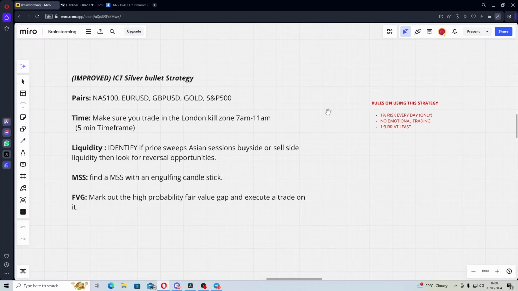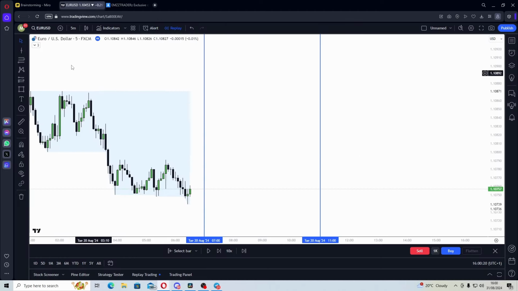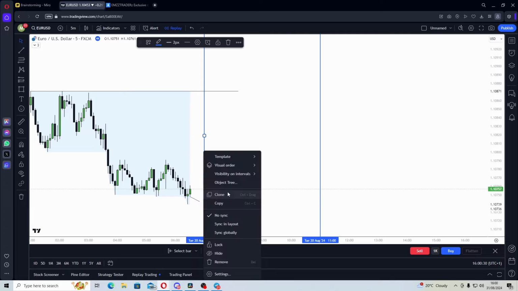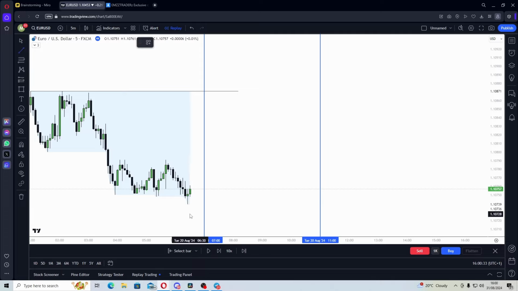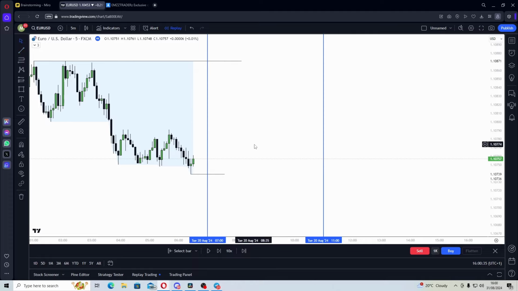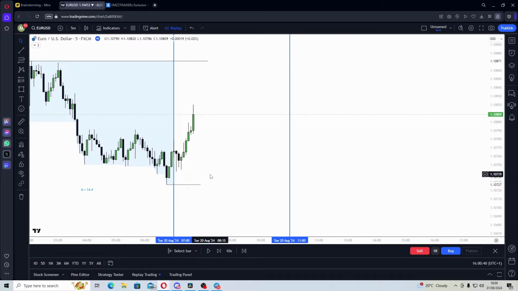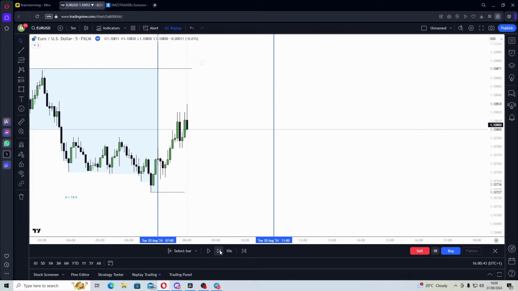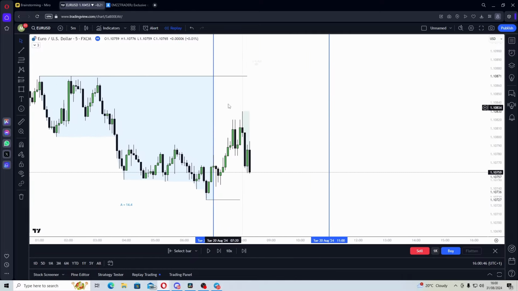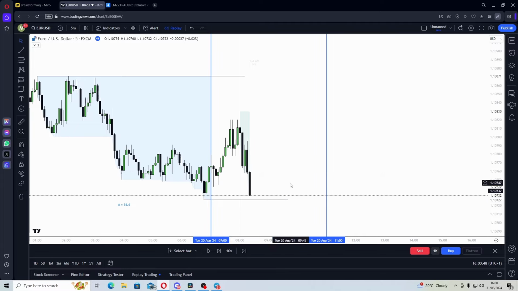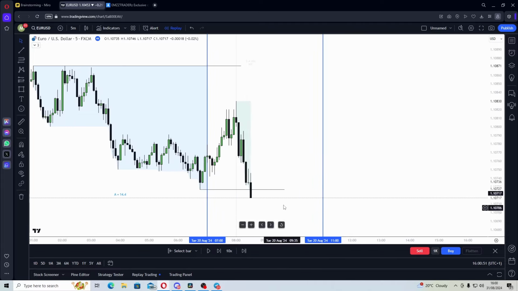Now, what we need to do is identify if price sweeps the Asian session's buy side or sell side liquidity, then we look for reversal opportunities. So we have the highs right here of the Asian session, and we have the lows right here. We're going to be identifying which side is actually being swept first. You can see this is the most recent low before the time frame. Now just play price forward until we see which side is swept. You can see it's going towards the lows, and it just swept the lows right here.